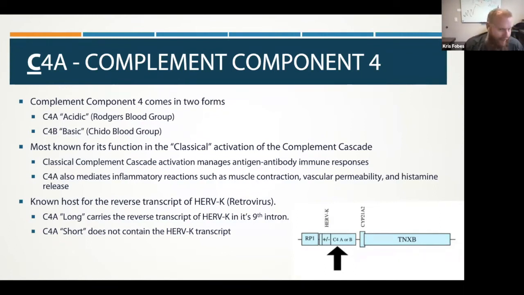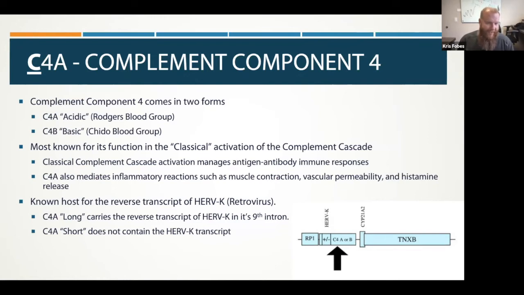C4A also mediates inflammatory response. So something like a massive cytokine storm or histamine release, anything like that, can also be associated with C4. So it's a pretty big role there.